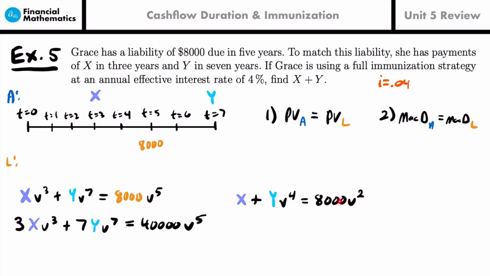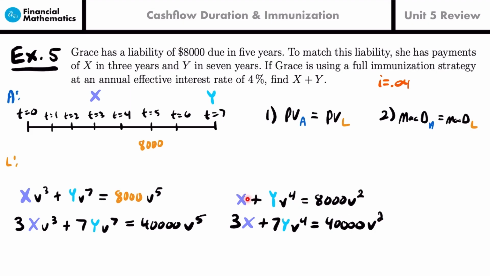And now if we also do the same thing for this equation, we'll have 3 times x plus 7 times y times v to the power of 4, and that will be equal to 40,000 times v squared. All right, once again, we took out v cubed from each term, so 3x times v cubed becomes 3x. This v to the power of 7 becomes v to the power of 4, and this v to the fifth power becomes v squared.